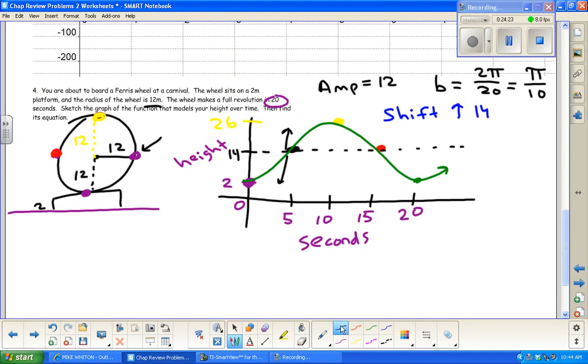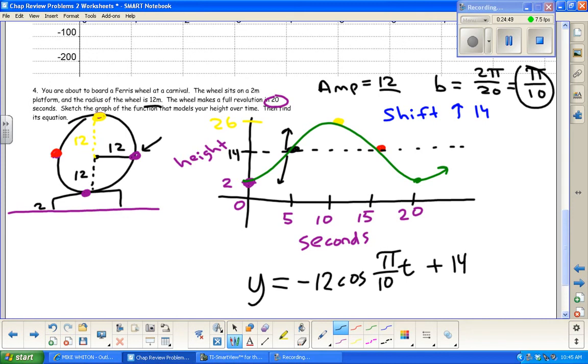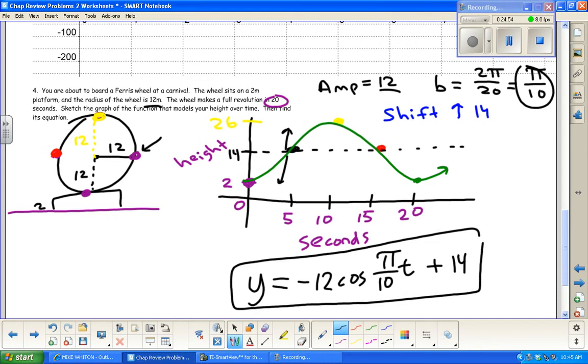So this one's going to be y equals, and any problem like this is actually a negative cosine curve because it starts at the bottom and then goes up, up, down, down. So it's a negative cosine. The amplitude was 12. The b value was pi over 10. Then we throw our variable in, t, and then throw the shift on there, plus 14. There's the equation. And you can check it out, make sure you're in radians, and the table should match up with what we have there.